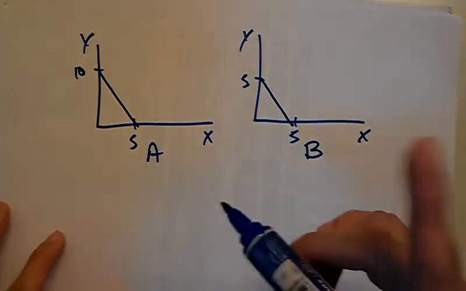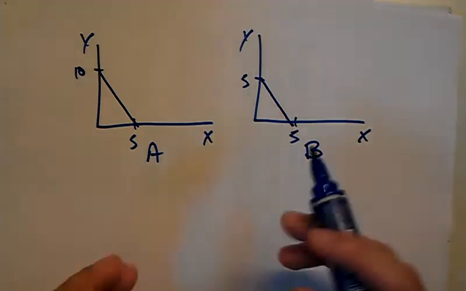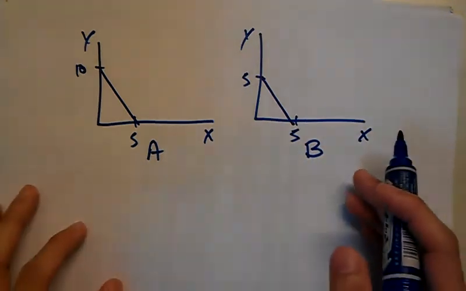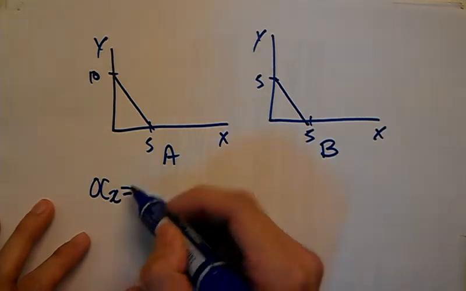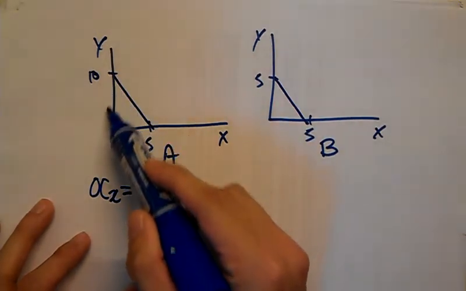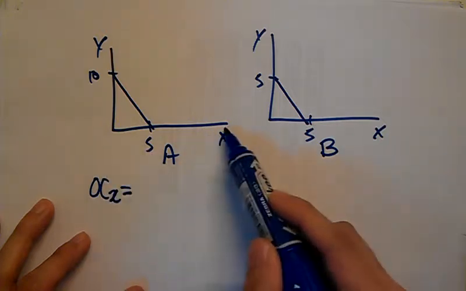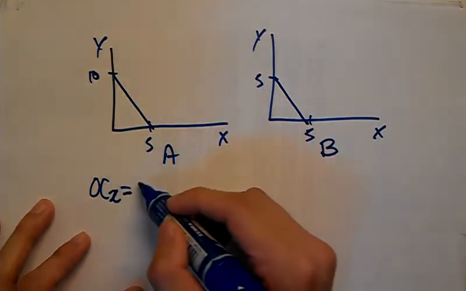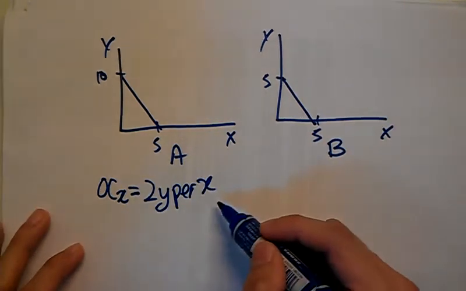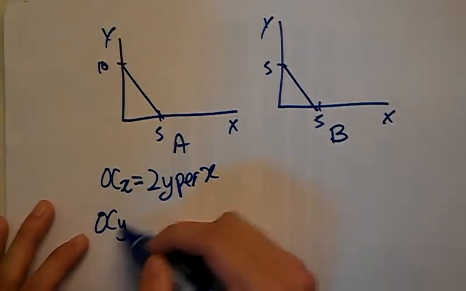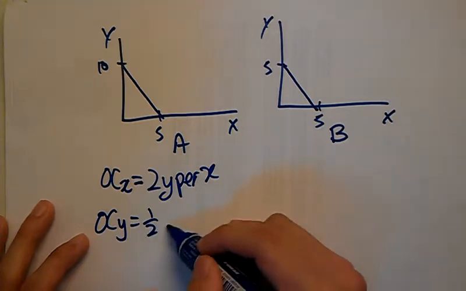The first step is to identify the opportunity cost of production for both economies. Opportunity cost of X: how do I calculate this? How many Y must I give up for how many X? 10 divided by 5, 2. This is the price. Opportunity cost of Y, you just flip this around.